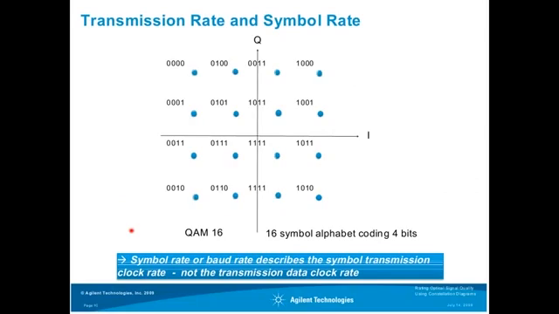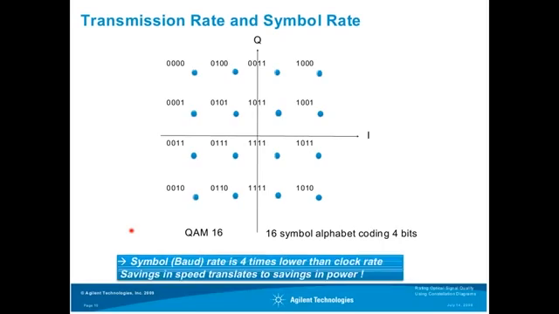And again, if we can extend this concept, for example, we could code a 16 symbol alphabet by combining 4 bits. In this case, we would get to a 16-order QAM format, and of course, this can be extended further to QAM 32. Even QAM 1024 exists in RF. So the symbol rate in QAM 16 is 4 times lower than the clock rate.